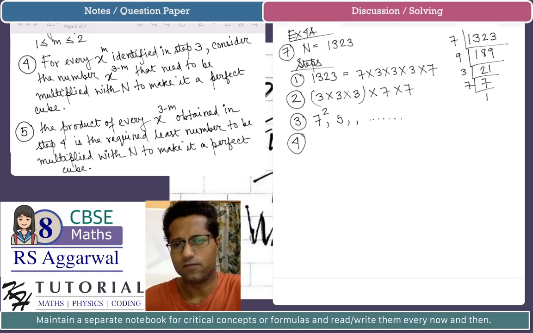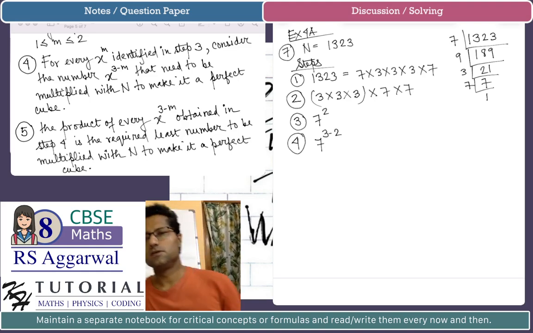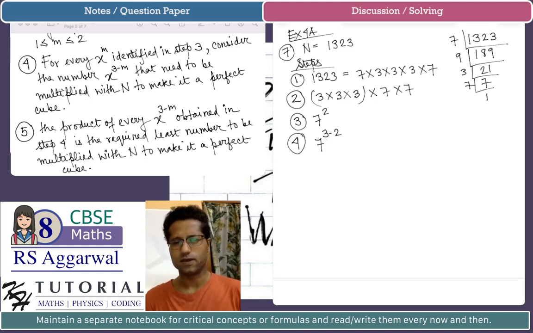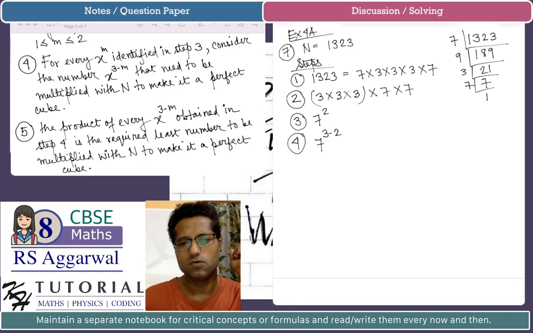For this problem we are not having any other such numbers, that is x to the power m. We are only having 7 square. So in step 4, from all the x to the power m, we have to obtain the numbers x to the power 3 minus m. So for this problem, we will have 7 to the power 3 minus 2. Since there is only one x to the power m, which is 7 square, we are having the one x to the power 3 minus m, which is 7 to the power 3 minus 2, which is equal to 7.